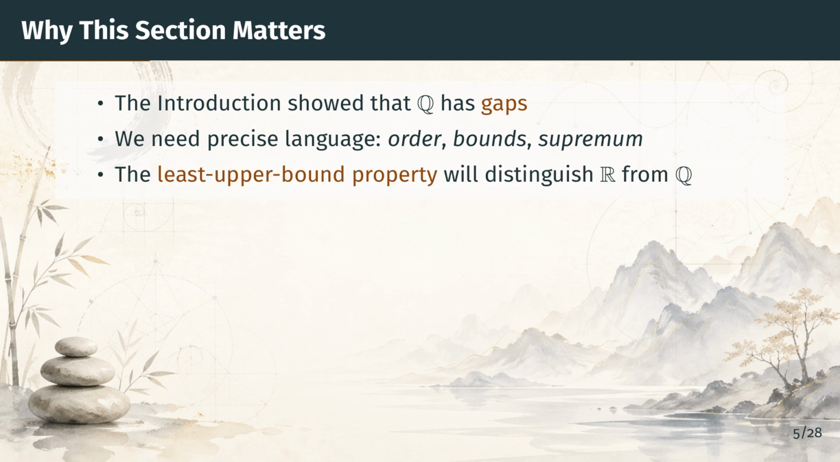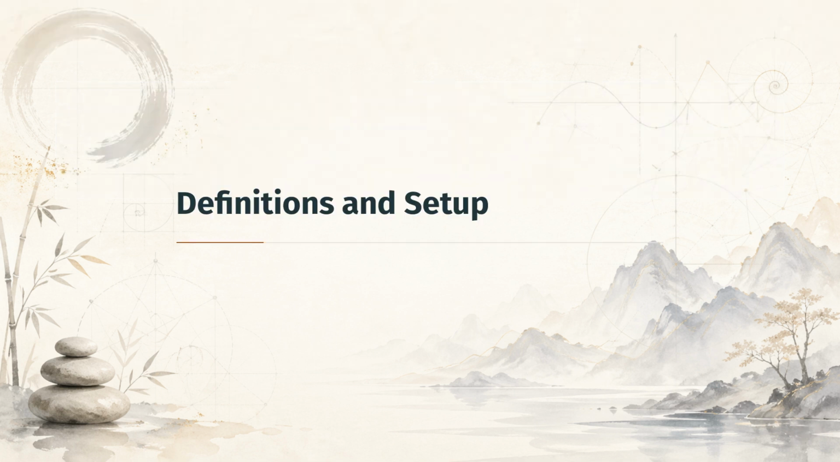The key idea in this section is the least upper bound property. This is the property that the real numbers have, but the rationals do not. It will be the foundation for everything that follows in this book. Let's start with the basic definitions.